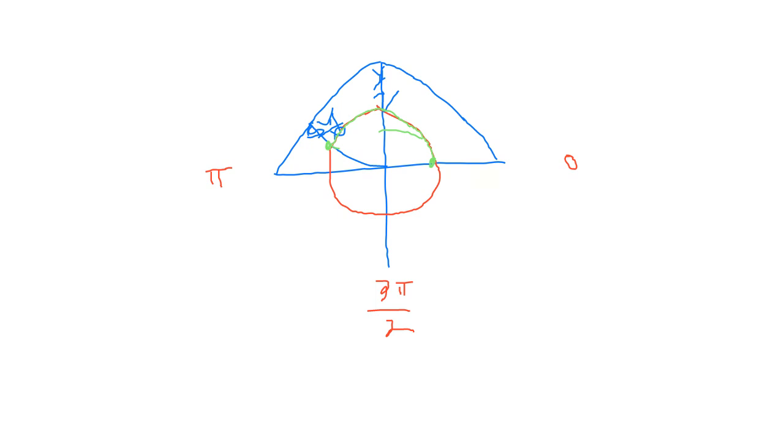Then this point connects with the origin, and then we drop a perpendicular line to here. So the reference angle of this angle is this one. It's this angle in the triangle. The triangle falls in the second quadrant.